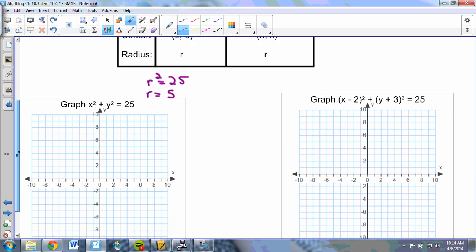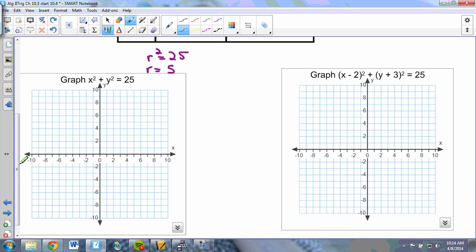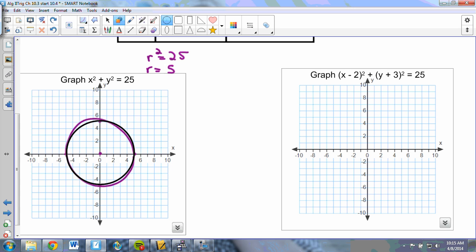To graph this, from my center, I'm going to go right 5, left 5, up 5, down 5. And then from there, you can try and draw a circle. That one's pretty good, actually. In fact, let's see how good that is. While you're doing your homework, if you want to grab your compass that you've kept from geometry, you can draw a compass circle like I just did. And that circle's actually not quite so great.